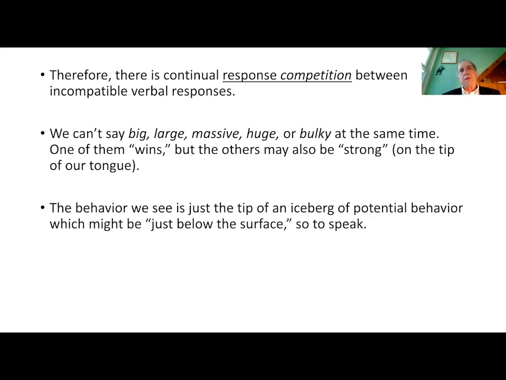So they are all rising in probability simultaneously, but one is stronger than the other for some incidental reason. Maybe it's just a more familiar word. We're more likely to say something is large than something is bulky. We're likely to say it's large than massive. But there are other conditions under which we're more likely to say massive than large. The point is that the behavior we actually see, the behavior that's actually emitted, is just the tip of an iceberg, potential behavior, some of which might be just below the surface, in the sense that a very trivial variable might have caused us to say huge instead of large, huge instead of big, or bulky instead of big.